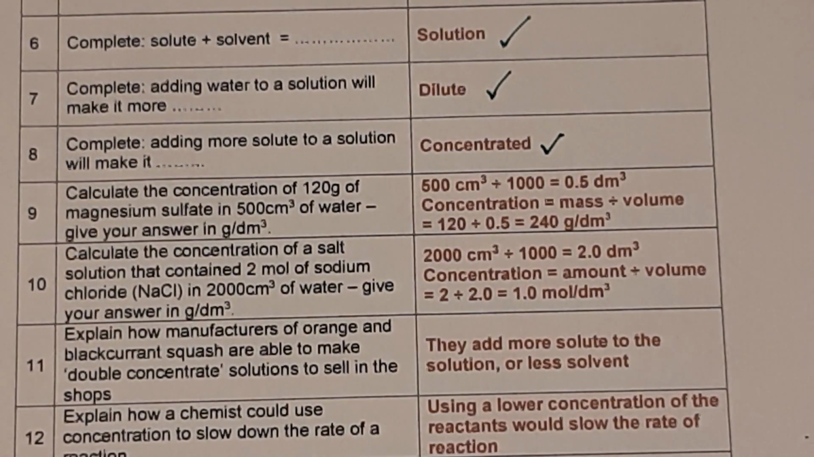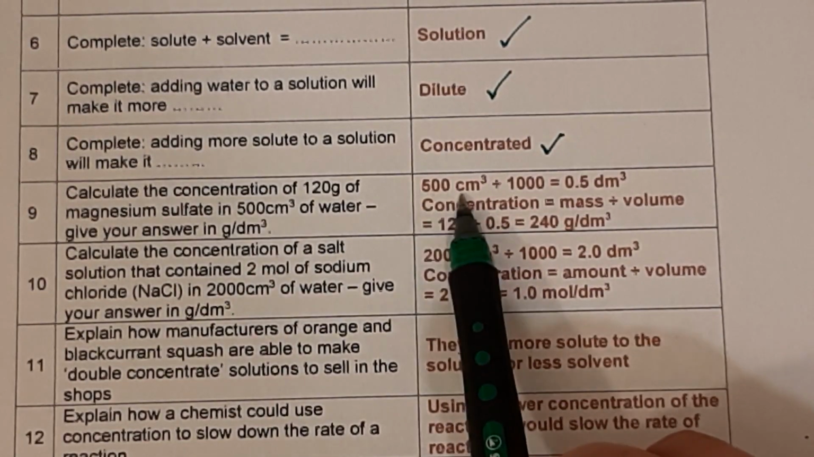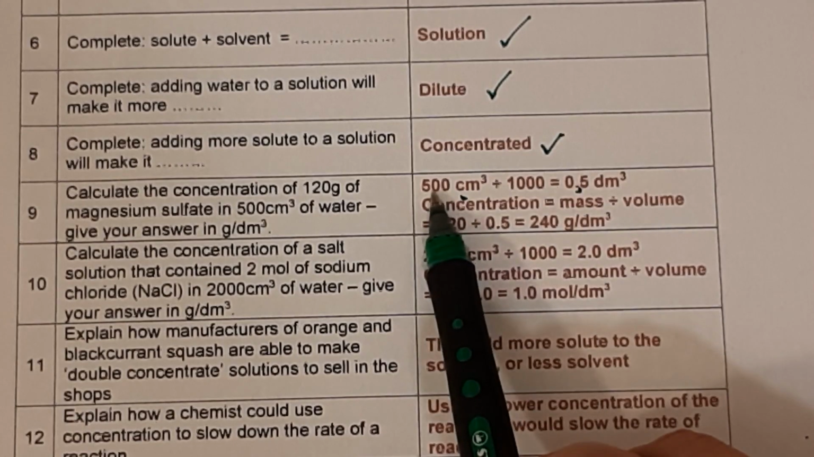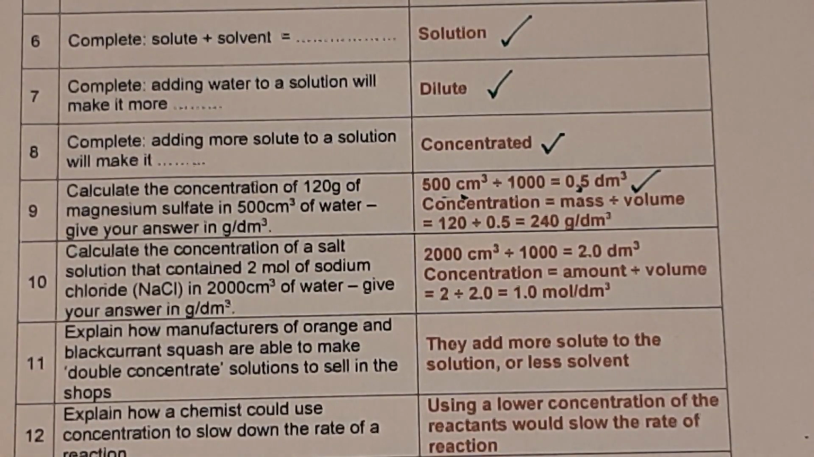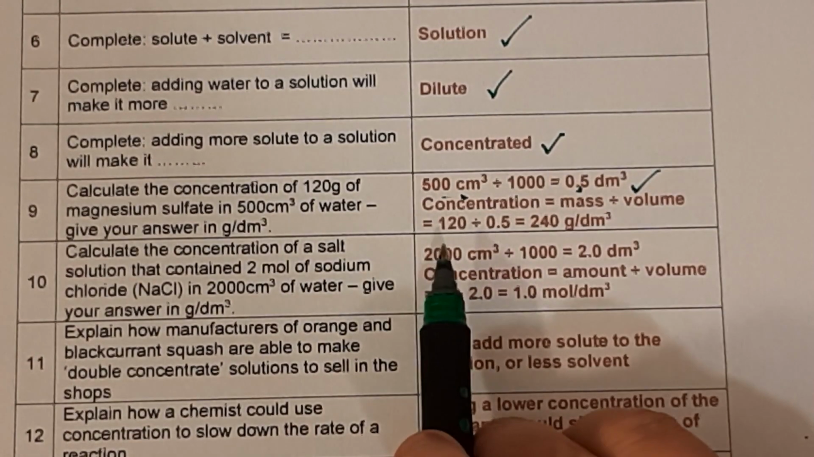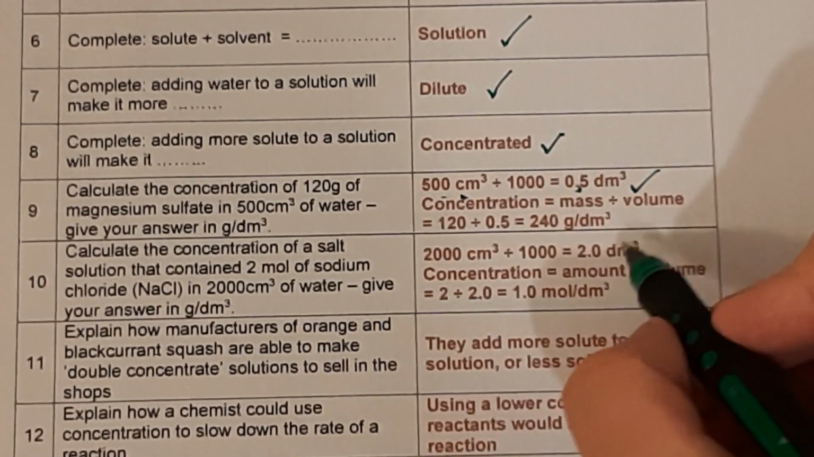Question 9. Calculate the concentration of 120 grams of magnesium sulfate in 500 centimetres cubed of water. Give your answer in grams per decimetre cubed. So because of the difference in units, first of all, you must convert from centimetres cubed to decimetres cubed. So you divide 500 by 1,000, giving you 0.5 as your answer in decimetres cubed. The second mark is for the result, which is 240 grams per decimetre cubed.